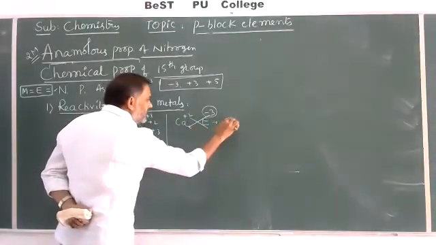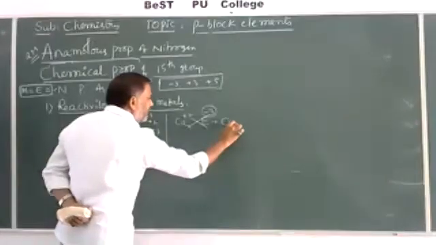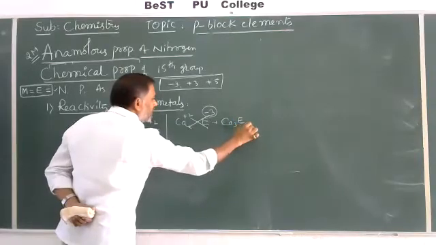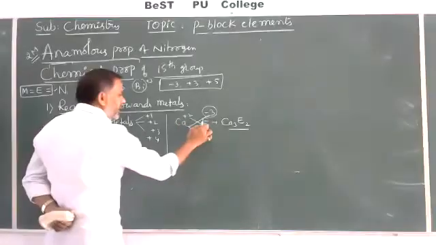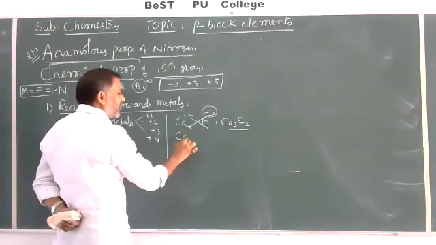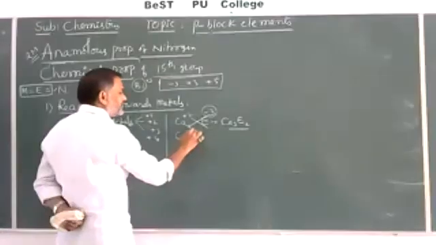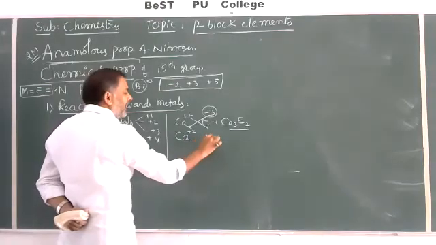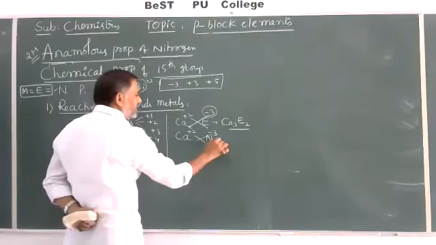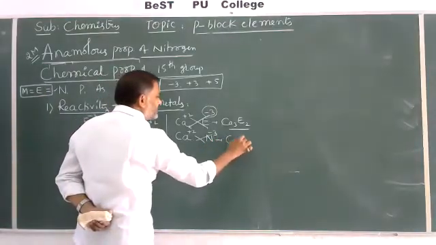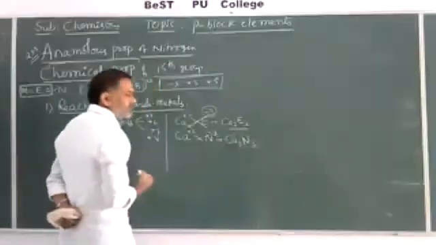We'll get Ca3E2 like compounds. Now I'll take this element as nitrogen, with calcium +2. Nitride is -3. By the crisscross method we will get calcium nitride, Ca3N2.